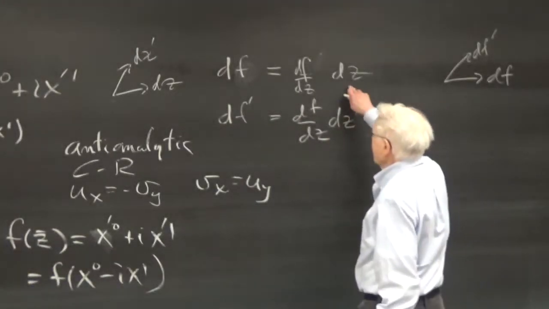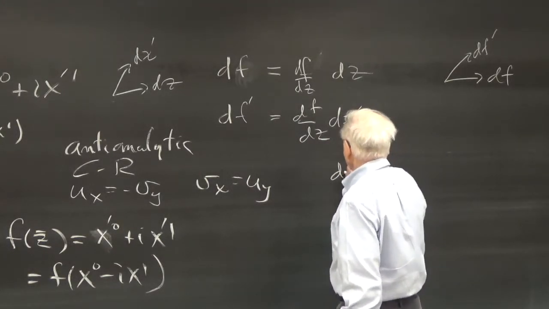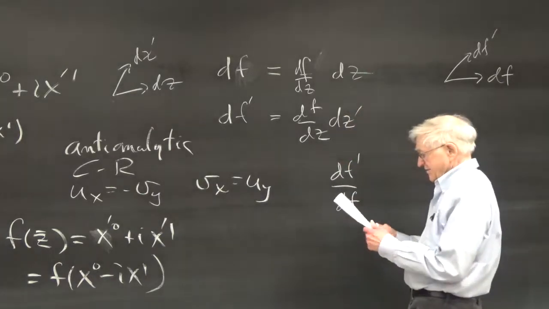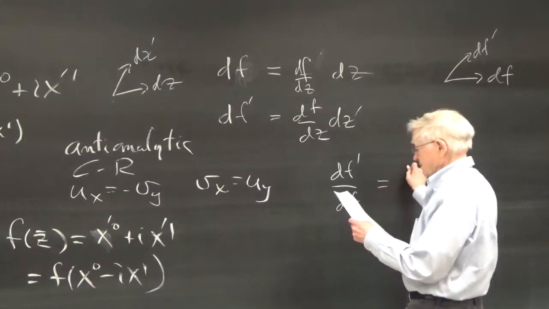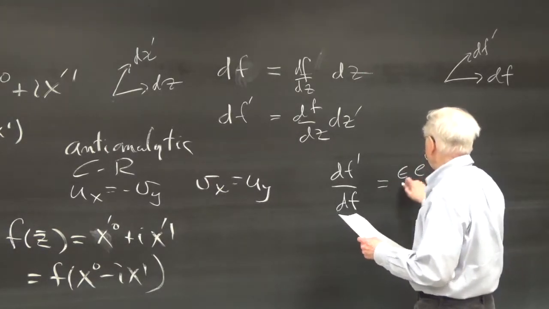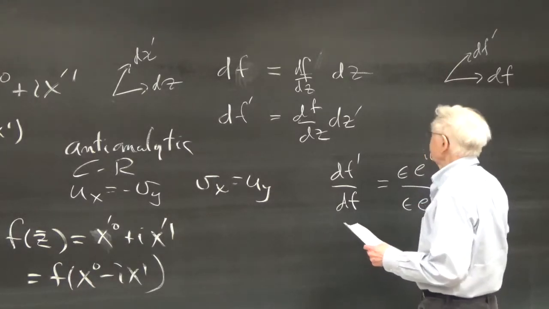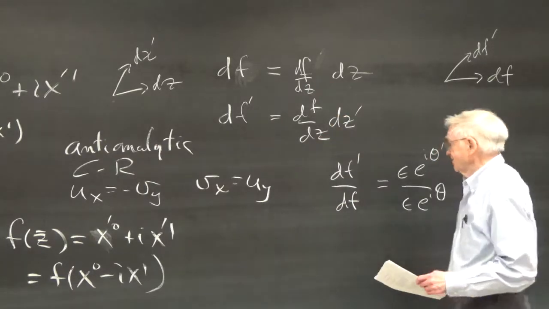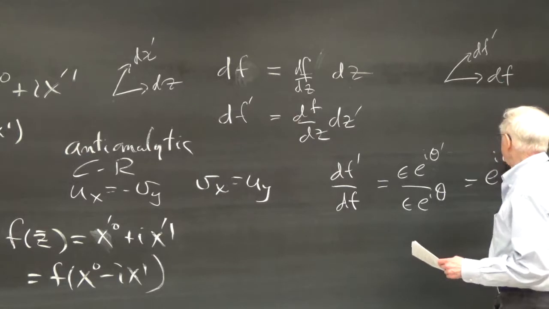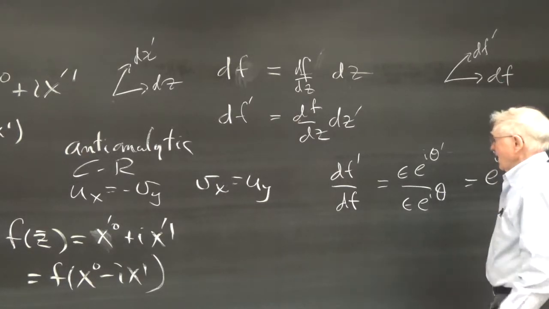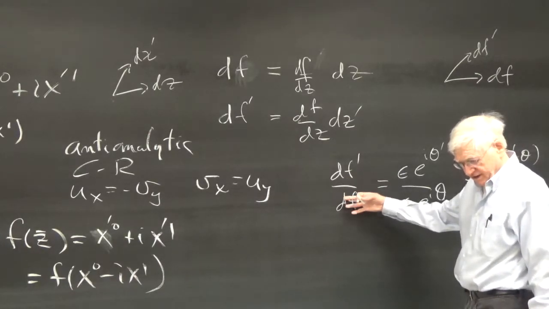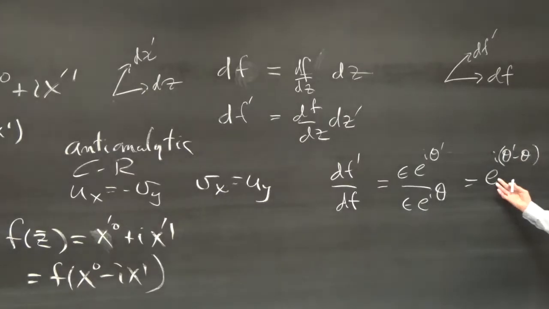And since these things are equal, the angle comes out from this: df prime over df is epsilon e to the i theta prime over epsilon e to the i theta, where these are just the dz's, because this term cancels. And so this is e to the i (theta prime minus theta). And so this is the angle that you get in the image plane, and it's the same as the angle in the ordinary plane.